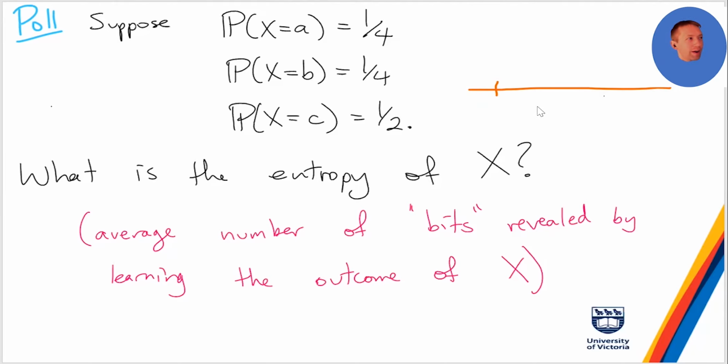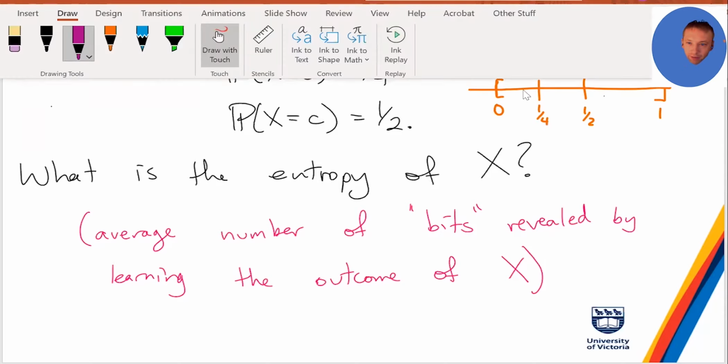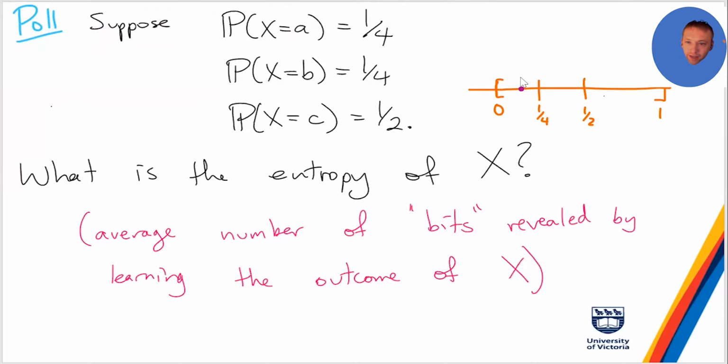If all the things were equally likely with 4 different outcomes, you'd be revealing 2 bits. So imagine I break my interval 0 up to 1 into half, and then I break the first half into half. And you could generate a random variable y, where if y is in here, it corresponds to x equals a, and this corresponds to x equals b, and if y is in here, then I have x equals c.